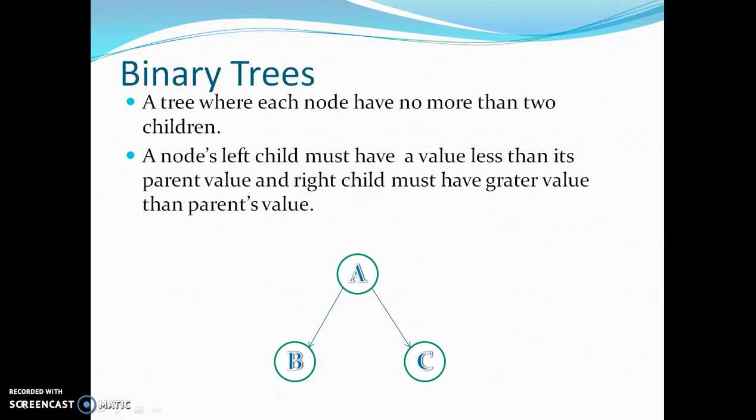A basic rule for binary search trees is that the left child has a value less than the parent, and the parent has a value less than the right child. It means B is less than A and A is less than C.